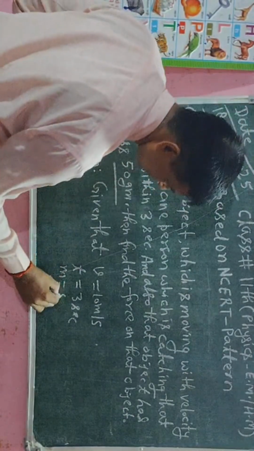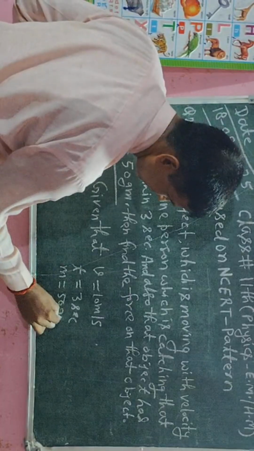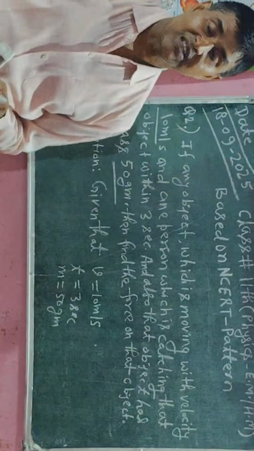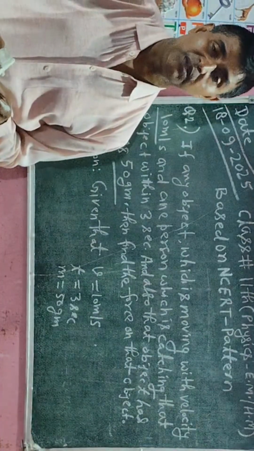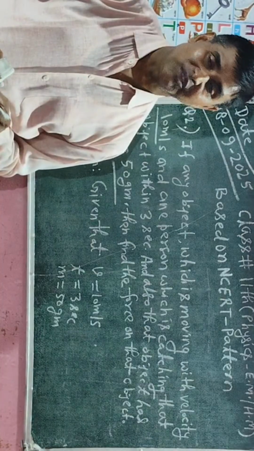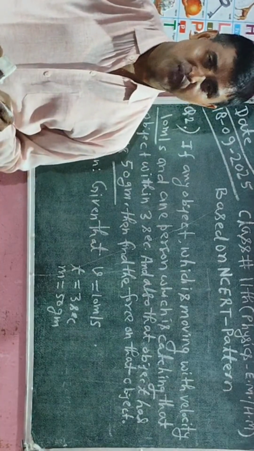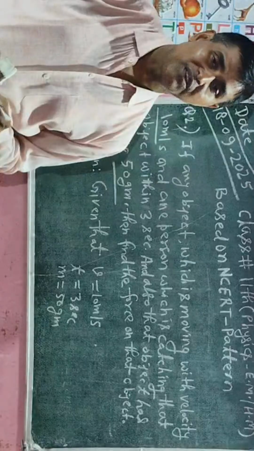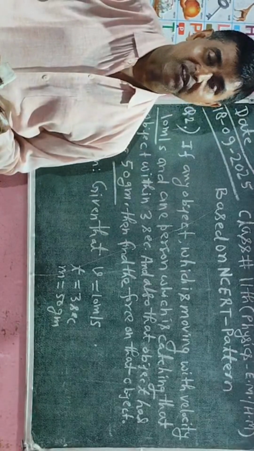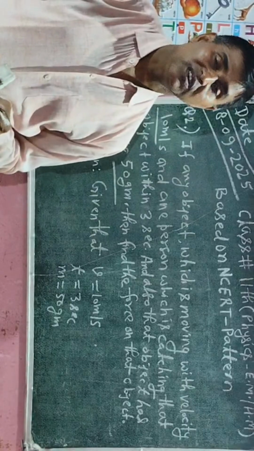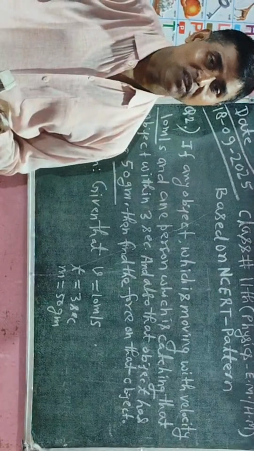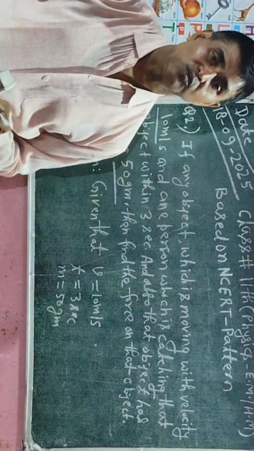50 grams. So already I have explained, if in any question some parameters are available in one system and some parameters are available in another system, then we must keep all parameters in the same system, so the solution will be correct. If the unit of each and every parameter in the question is different, the solution will be wrong.